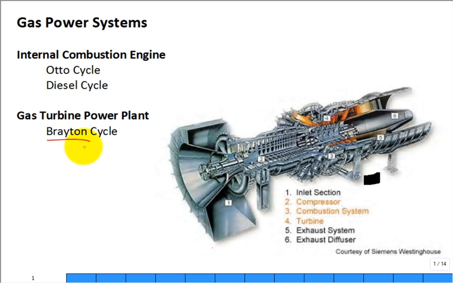Cycle. This is an example of a gas turbine, a Siemens Westinghouse gas turbine. Let's just go through the numbered systems. So one is the inlet section. Usually the air comes down and then it'll come around. You can see the cutaway, and then it goes into the compressor section. So number 2 is a compressor section.